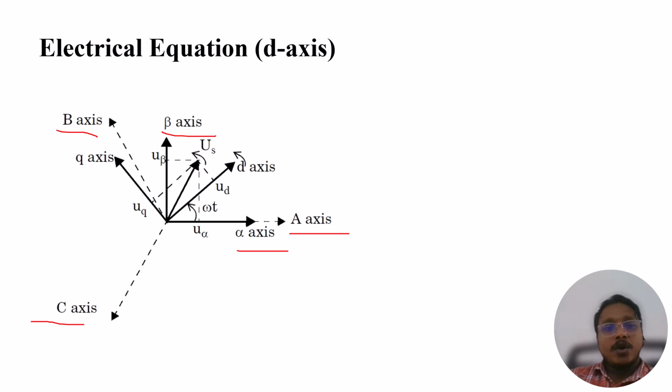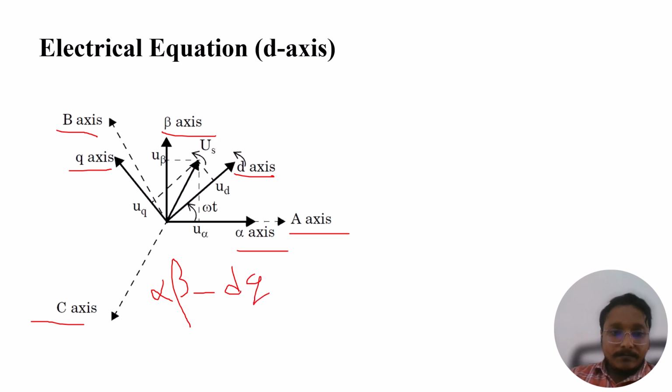So ABC to alpha beta, and the alpha beta will be converted again into DQ, which has a common summation equation. If you see here, it is the D axis, and in the same way here we have the Q axis. These come from the alpha beta to DQ equations, the DQ to ABC equations, and ABC to alpha beta. By this equation, if we represent it in graphical form, we can get the same graph like this.